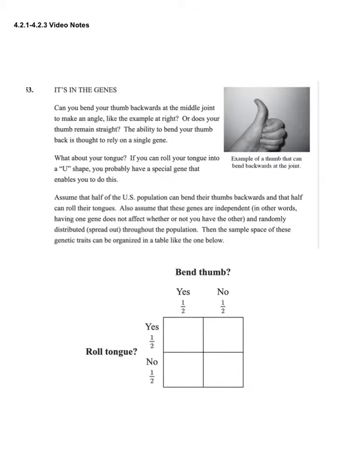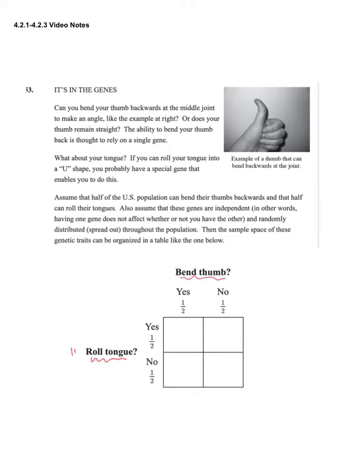We're going to use this problem to study our area model. It says, can you bend your thumb backwards at the middle joint to make an angle, like the example, or does your thumb remain straight? The ability to bend your thumb is thought to rely on a single gene. What about your tongue? Can you roll your tongue into a U? If so, you probably have the special gene to do that. So we're going to take these two characteristics and make them into a probability model to show the possible outcomes.